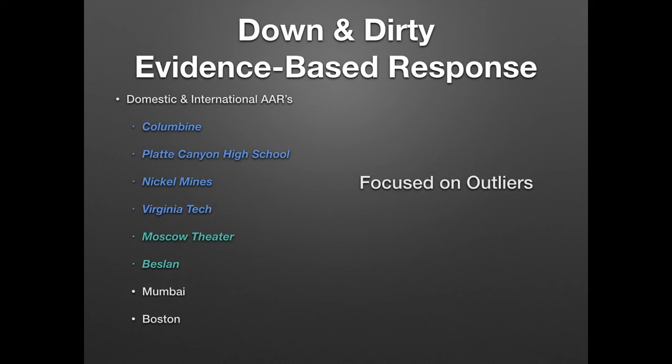So for today, what we're going to do is look at a couple events. Going down that list, we'll take a quick look at Columbine, a quick look at Platte Canyon, Nickel Mines, and Virginia Tech. And then we're going to take a break for part 1. We don't think we're going to probably have time for Moscow Theater, Beslan, Mumbai, and Boston, but you'll definitely see how it will apply to those if you're familiar with the AARs from those events.